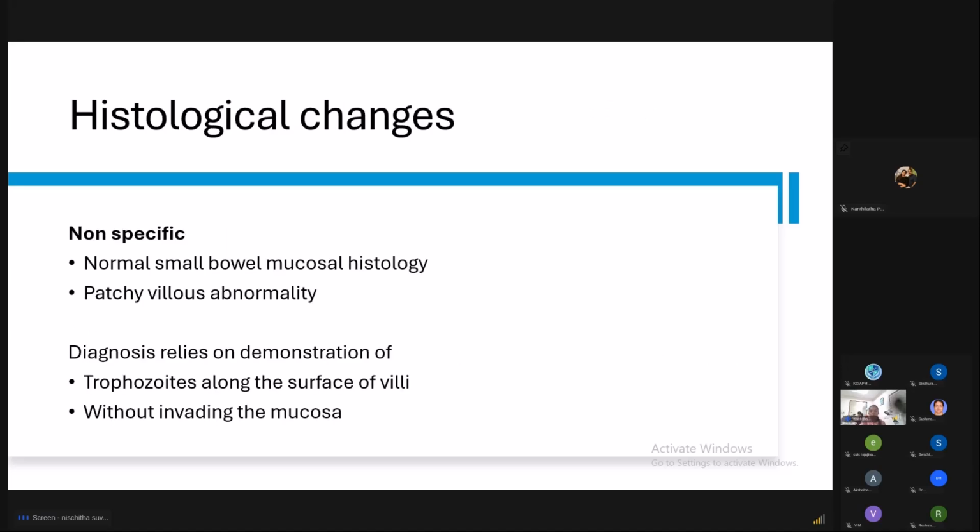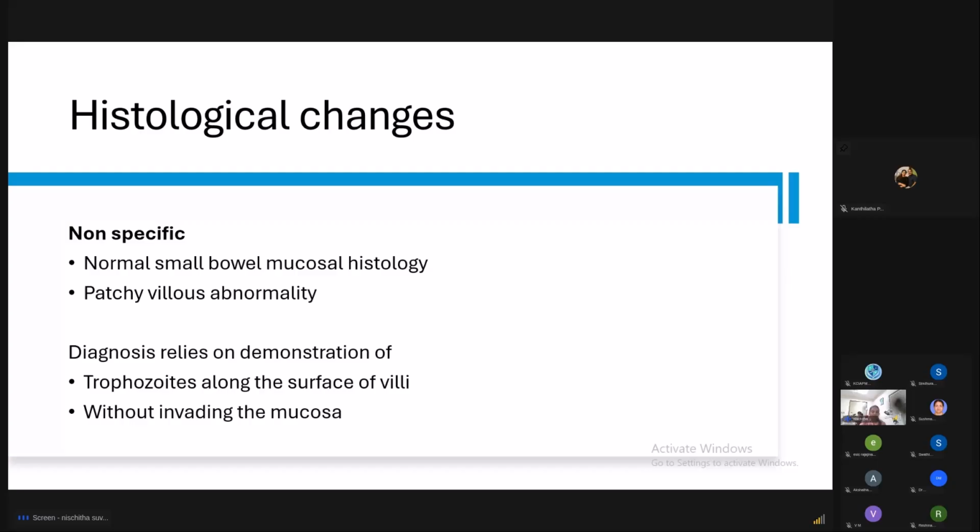Histological changes are non-specific. So the biopsy might appear normal or it can show patchy villus abnormalities. For example, in our case here, there is mild increase in intraepithelial lymphocytes and also some amount of inflammation is seen, but no classic evidence of villus atrophy. Whenever we visualize a duodenal biopsy, we should make sure that the villi and crypts are oriented properly, because a tangential section can also be misinterpreted as villus atrophy or flattening of villi.